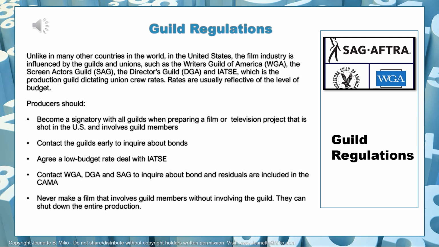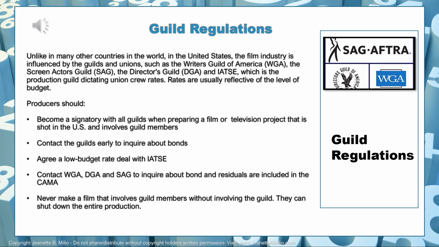You should contact WGA, DGLIA, and SAG to inquire about any residuals that might be included or might be applicable to your project, because these residuals are subject to distribution of your project and they are being paid out of the recoupment corridor. What that means is it would affect the risk profile for your equity investor and likely also your junior lender. So you need to know how much residuals the guilds are thinking of charging you as an advance so that you can allocate this in your waterfall. Never make a film that involves guild members without involving the guild, because they can come and they can shut down your production.